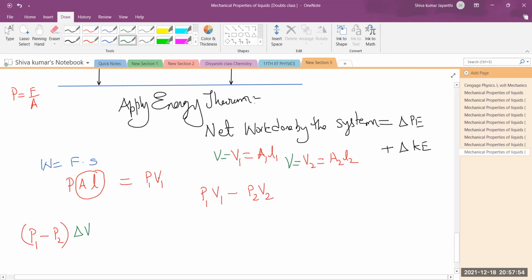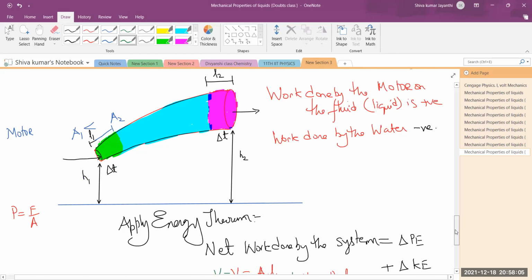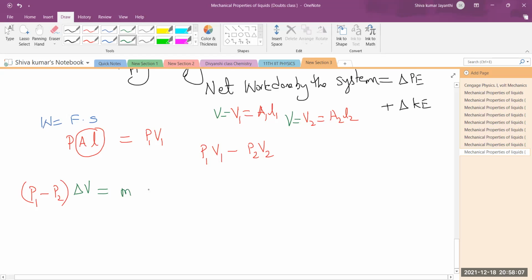The net work done on the entering fluid is equal to the change in potential energy. What heights are they at? H2 height and H1 height. So the mass m of the fluid, g into (h2 minus h1), understood that? Plus the change in kinetic energy: half m V2 squared minus half m V1 squared.